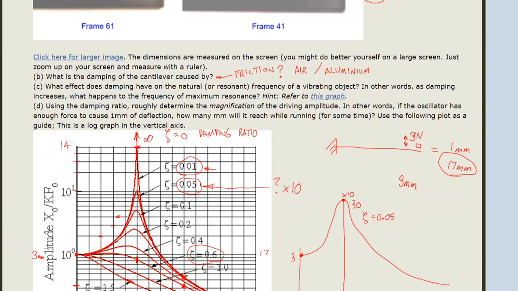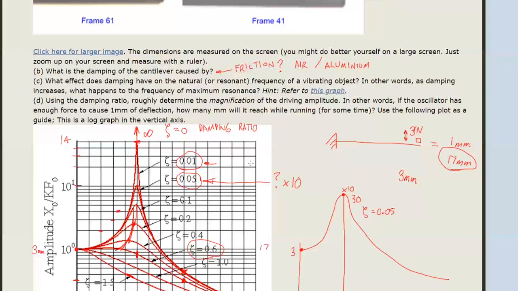Okay, determine the magnification of the driving amplitude. Yes, that's what you do with this graph. You're trying to find, you know, what is it, times 10 or whatever. And because our ratio is less than 0.01, it might be times 20 or 30. So it's definitely going to magnify pretty significantly.